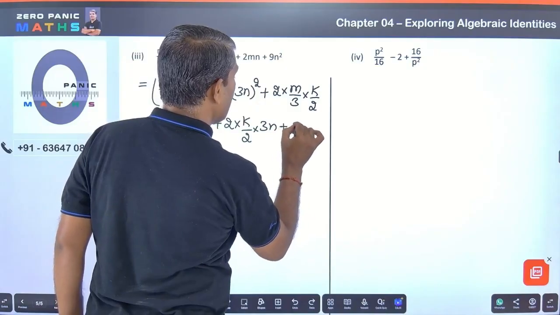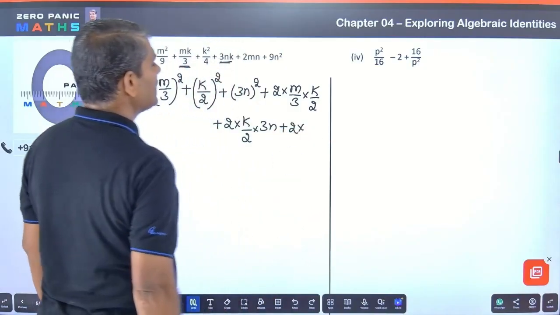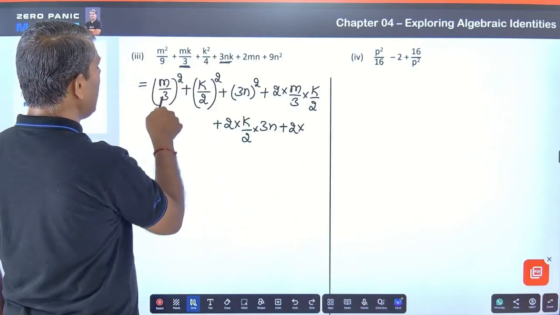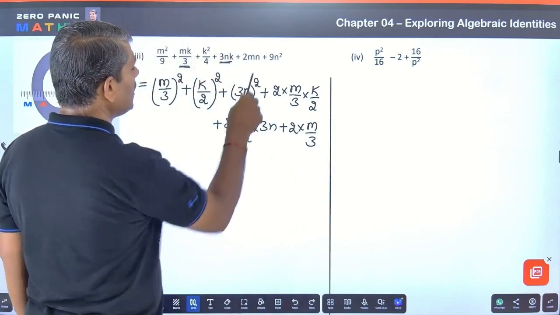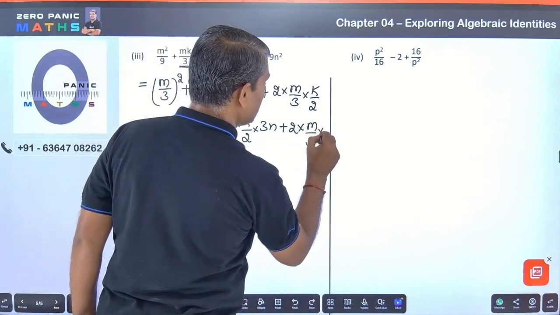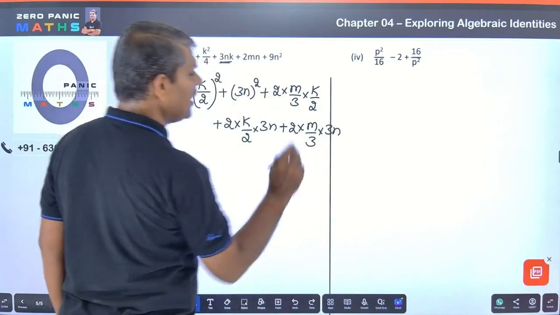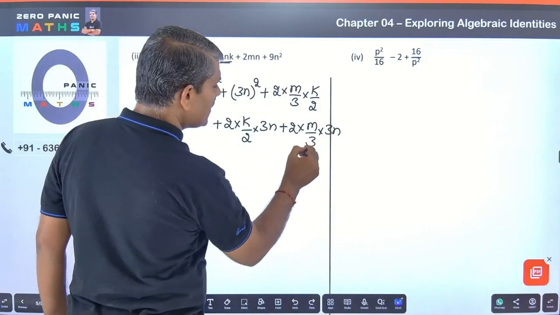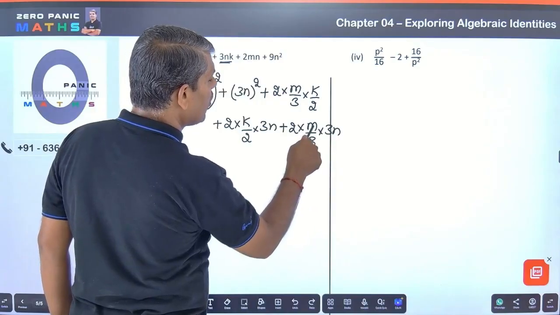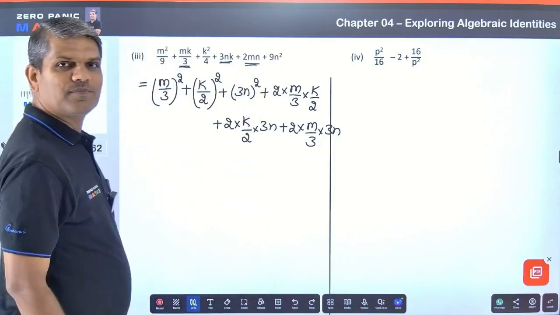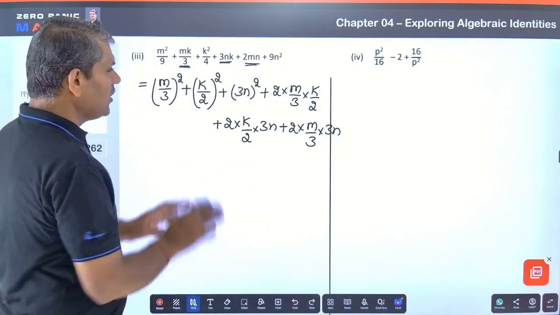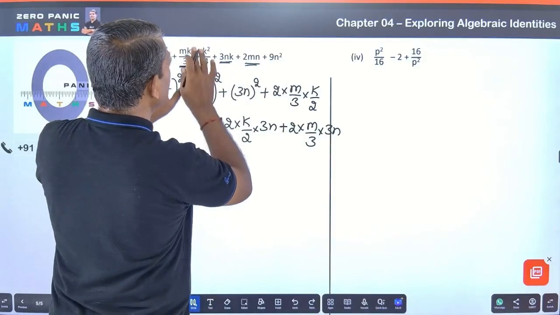Then 2ca or 2ac. What is a? m by 3. And what is c? c is 3n. I'm just writing it here, just make a note of it. This 3 and 3 will get cancelled, and what remains is 2mn. See, this is 2mn. You got it right? So you don't have to worry about the terms.